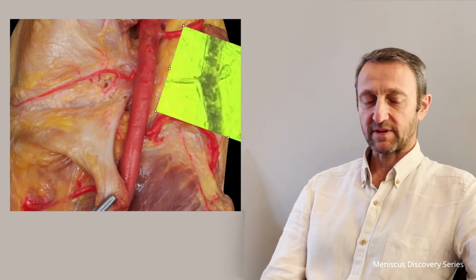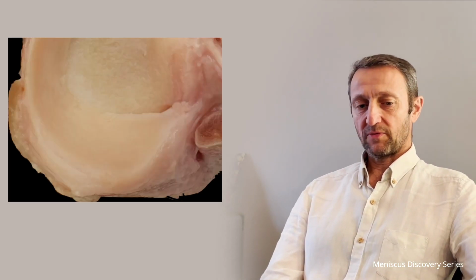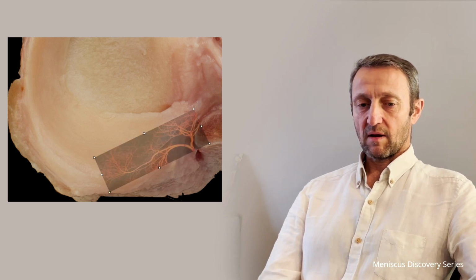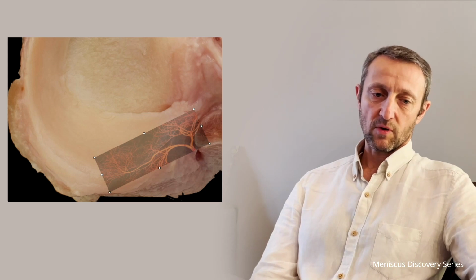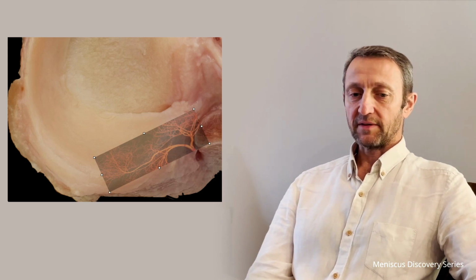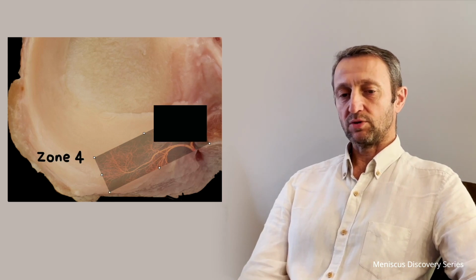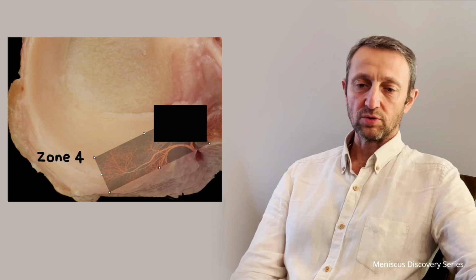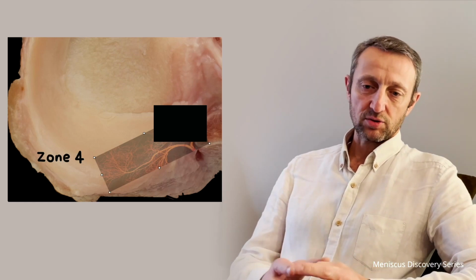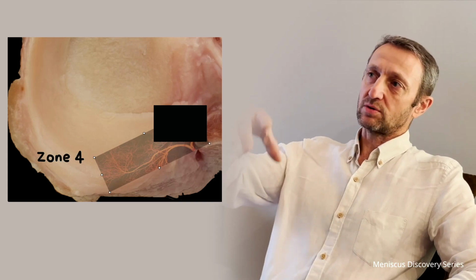What happens when we have the blocking only of the branch going to the posterior root? As I showed you before, this is the bifurcation here. This branch is going to zone 4, which is here, and this small branch is going to the posterior root. When we stop the branch to the posterior root, we have the typical degeneration of the posterior root. The meniscus starts to be extruded, and the posterior root is not holding the meniscus in the proper place.